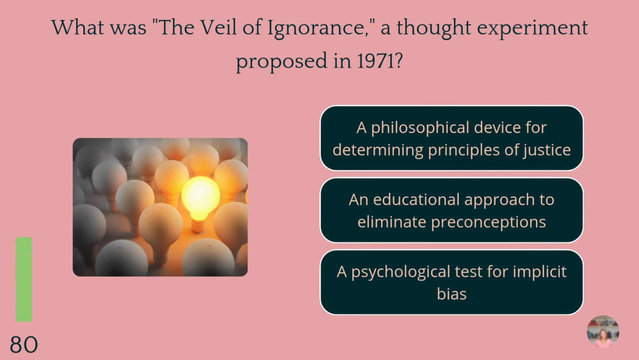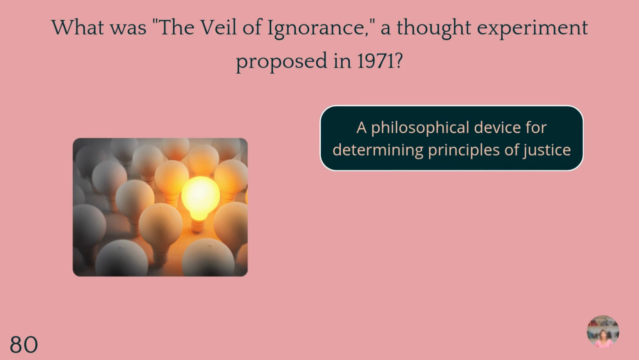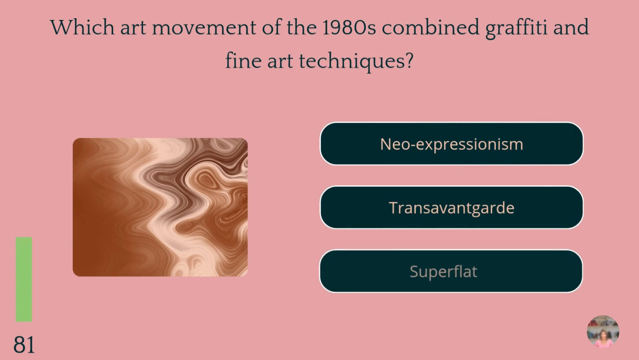What was the veil of ignorance, a thought experiment proposed in 1971? A philosophical device for determining principles of justice, an educational approach to eliminate preconceptions, or a psychological test for implicit bias? A philosophical device for determining principles of justice.